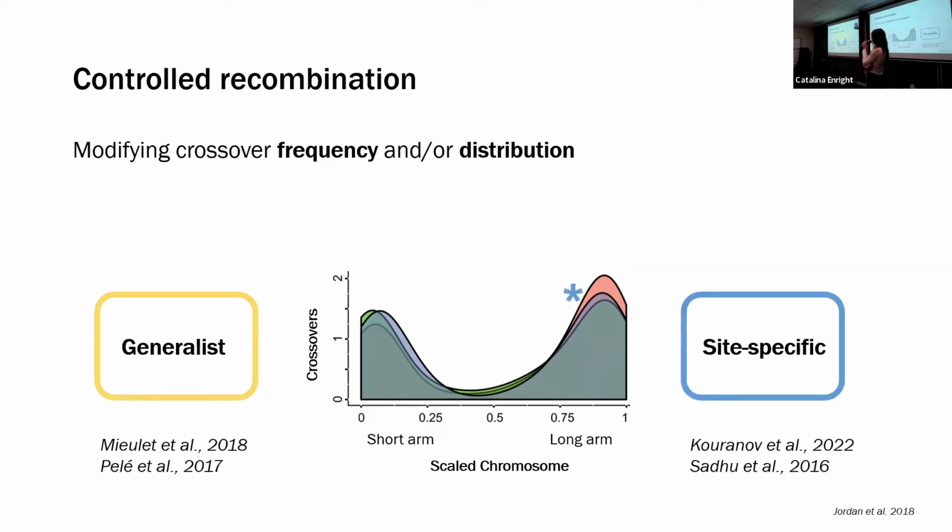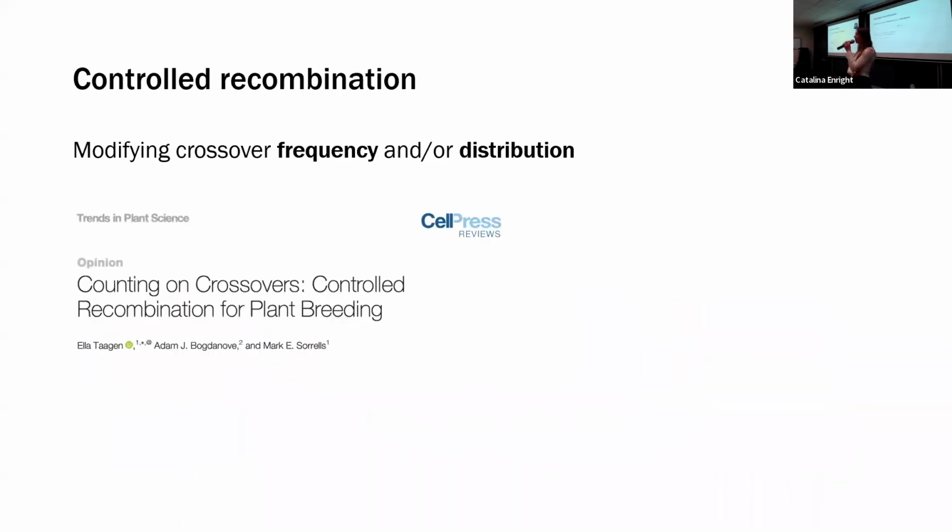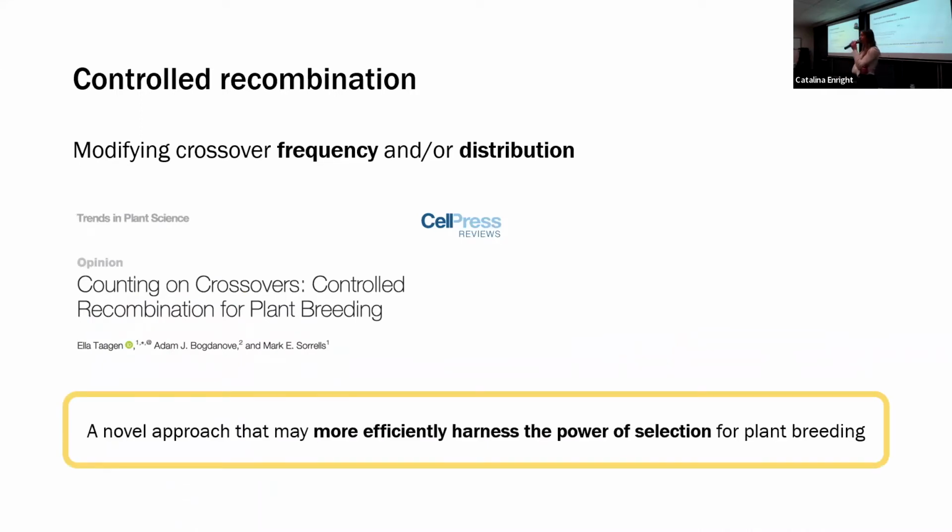And then, as opposed to the generalist approach, we could take a more site-specific approach. And this is actually achieving recombination at specific base pair intervals on your chromosome. So whether you're thinking about generalist or site-specific, there's a range of applications this could have in your research or breeding program. And I'd recommend you read my paper if you want to learn more about those. For the sake of today, I want you to just keep in mind that controlled recombination is a novel approach that may more efficiently harness the power of selection for plant breeding.